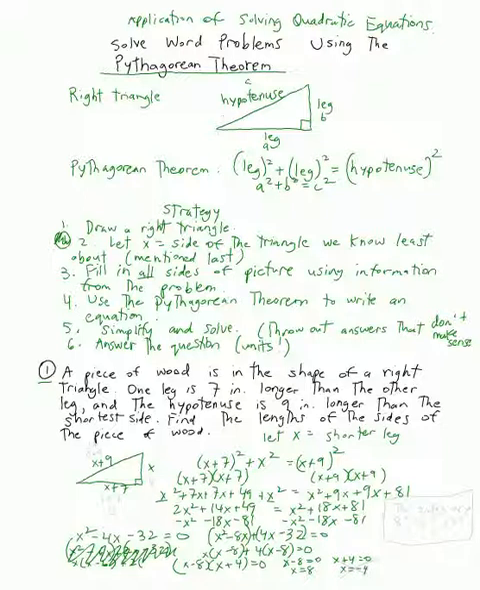But remember, since x represents the length of a side, the answer can't be negative, so we throw that answer out. That means x equals 8 is the answer to one of the sides. But they want all the sides, so we have to answer the question. So if this one is 8, then this one is 8 plus 7, which is 15, and this one is 8 plus 9, which is 17.